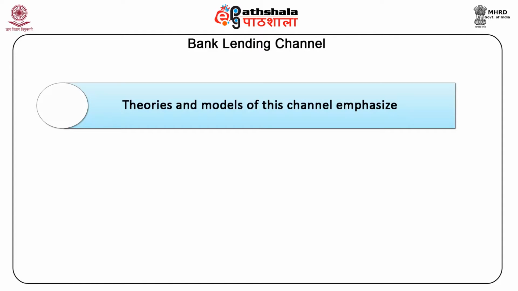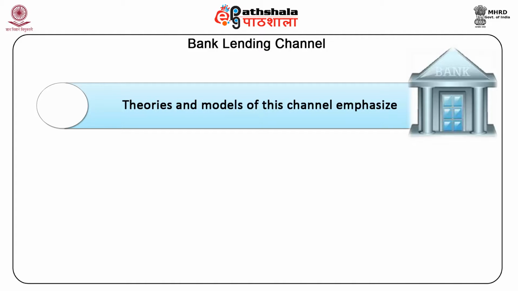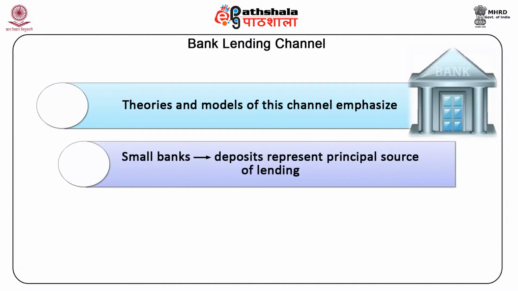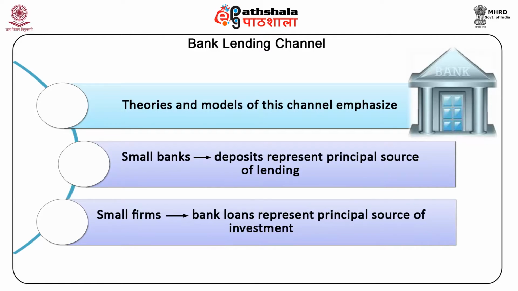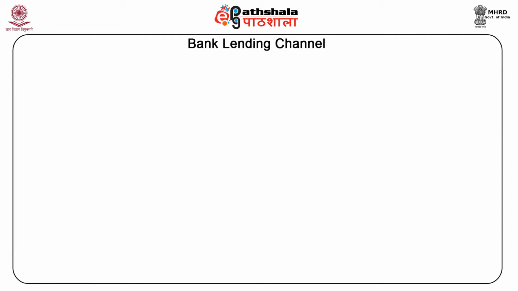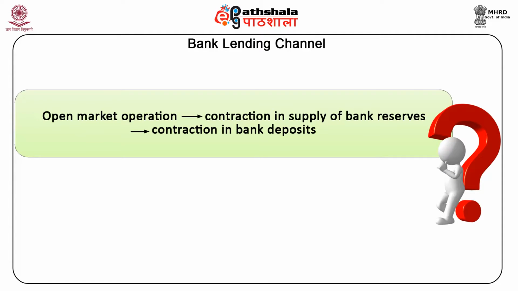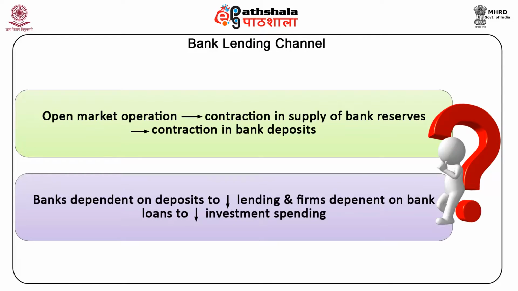Theories and models of the bank lending channel emphasize that for many banks, particularly small banks, deposits represent the principal source of funds for lending, and that for many firms, particularly small firms, bank loans represent the principal source of funds for investment. Hence, an open market operation that leads first to a contraction in the supply of bank reserves and then to a contraction in bank deposits requires banks that are especially dependent on deposits to cut back on their lending, and firms that are especially dependent on bank loans to cut back on their investment spending.